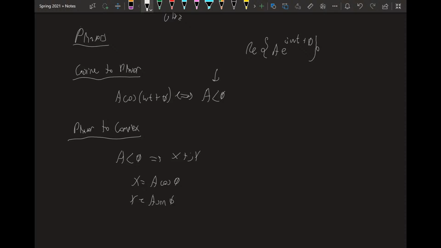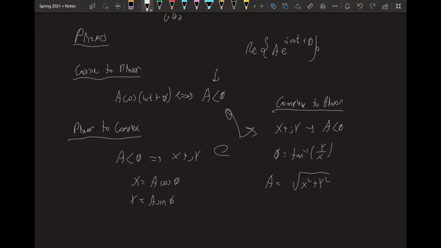And finally, we can go back, from complex to phasor. We want to go from x plus jy back to A angle phi. The angle is going to be the inverse tangent of y over x, and A is going to equal the root of x squared plus y squared. Just like how you do complex numbers and complex exponentials. So using these three, we can go back and forth between all representations of the signal, and we don't have to deal with any sinusoidal math, which is a blessing.